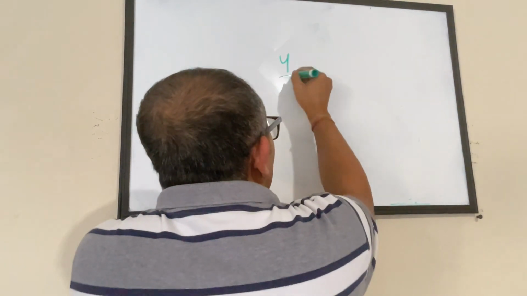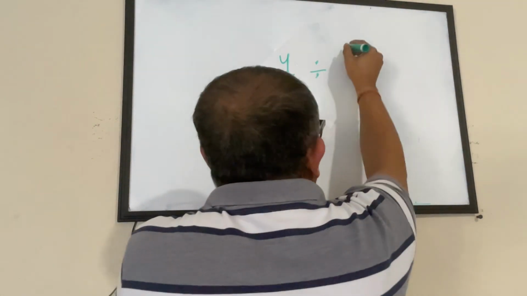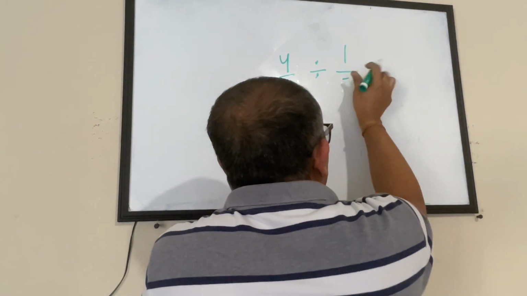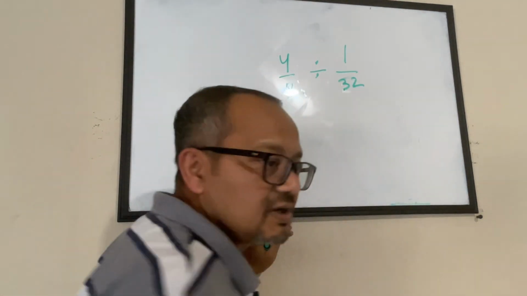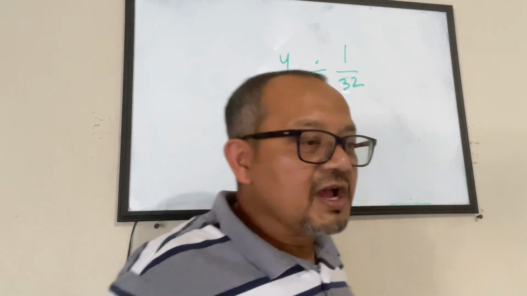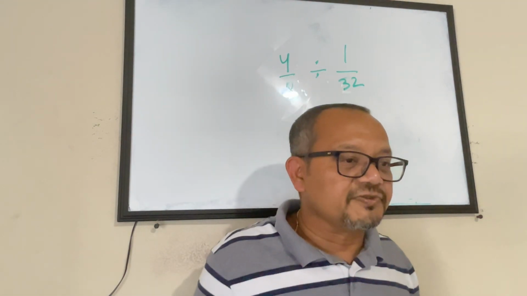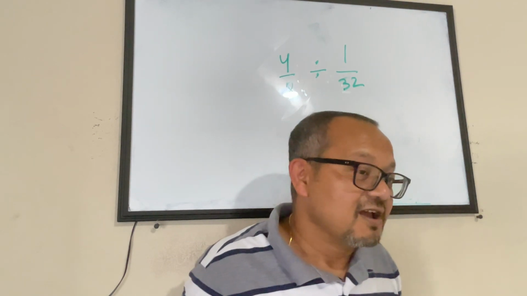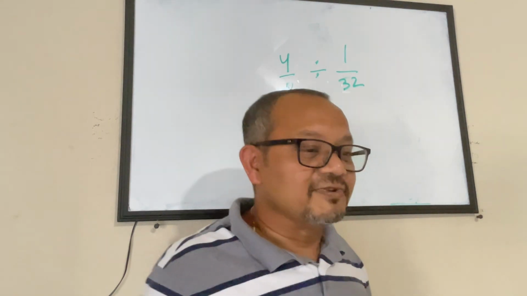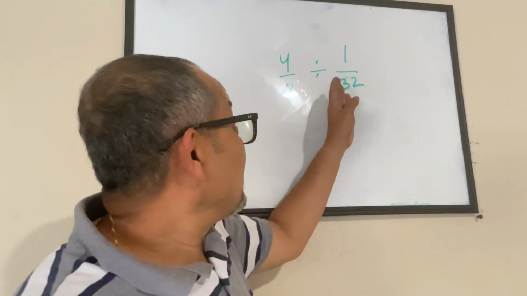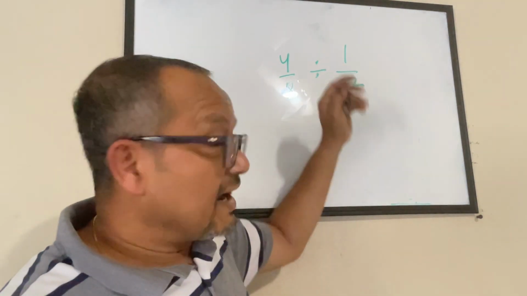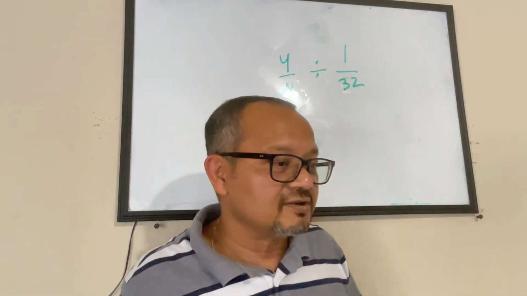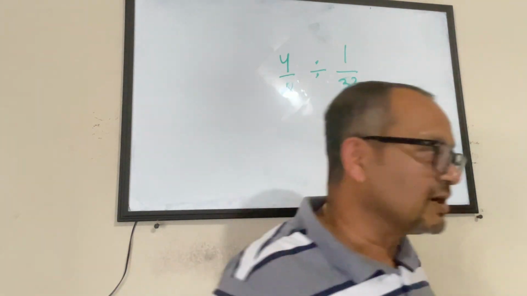So if I have 4 by 8 divided by 1 by, let's say, 32. If I have to do it, my first response would be, I don't know how to do division. I don't want to do division. So what do I want to do? I know how to do multiplication. That's what I've learned. So I will do multiplication.